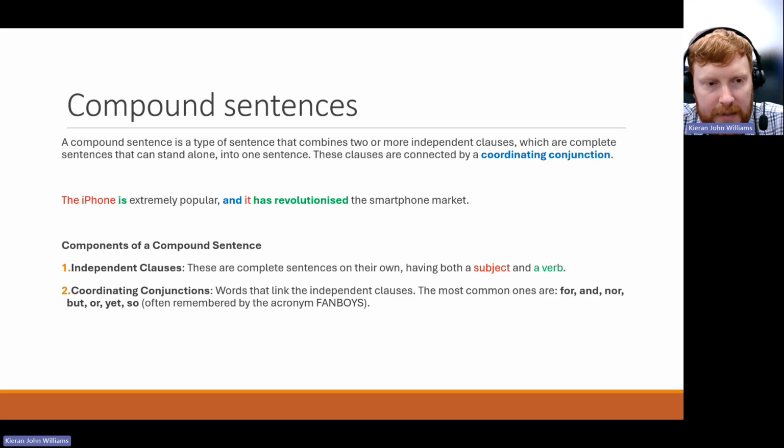Okay, so the next thing we're looking at here are compound sentences. A compound sentence is when it has two or more of those clauses that we've looked at.